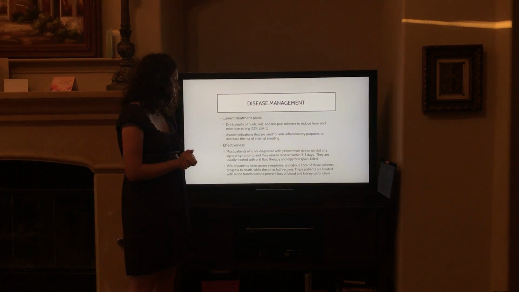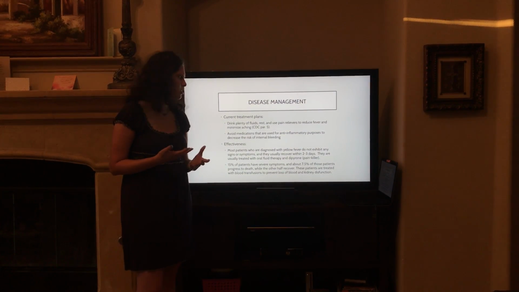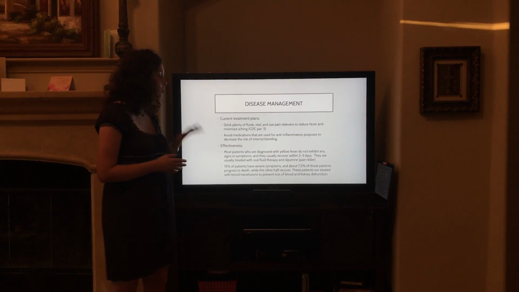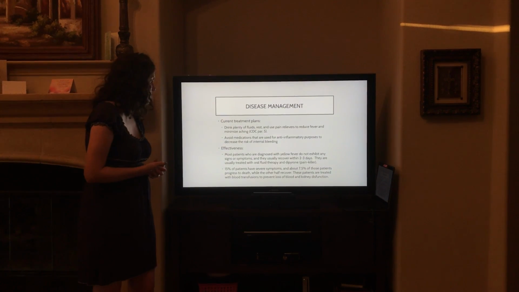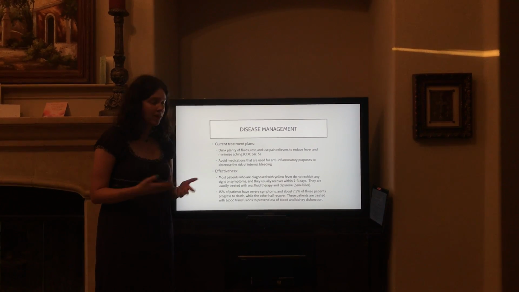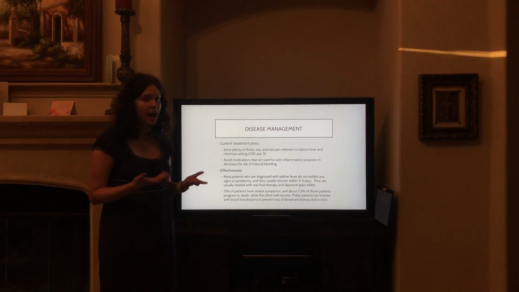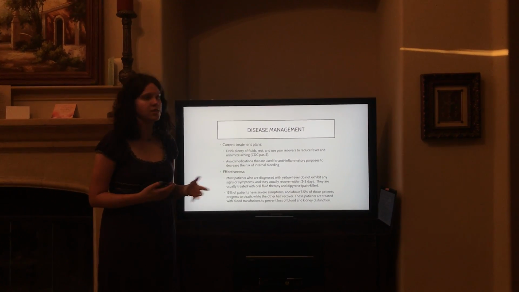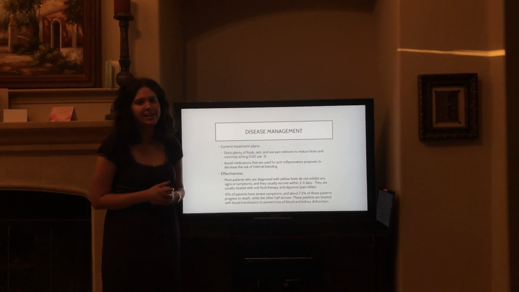Most patients who do recover are usually treated with oral therapy and a type of painkiller. But again, of the patients who have severe cases, 15% of those, about half will actually die, and the other half do recover. They're usually treated with blood transfusions to help prevent loss of blood and kidney dysfunction.